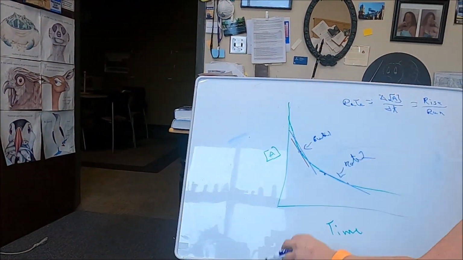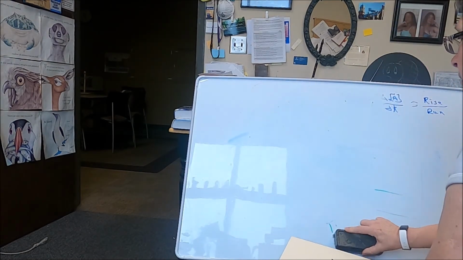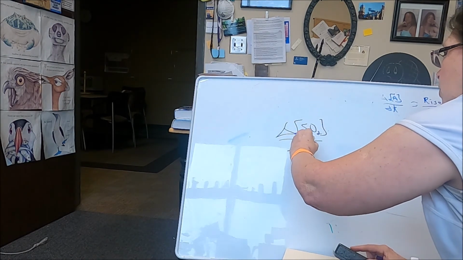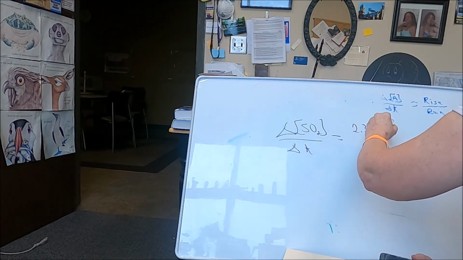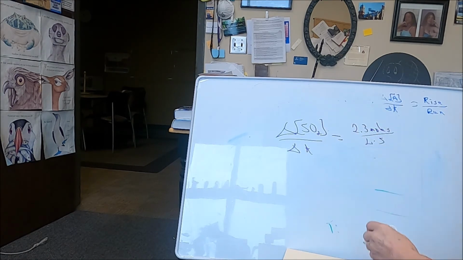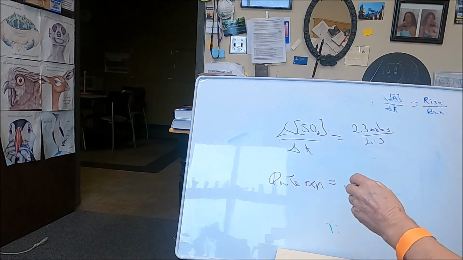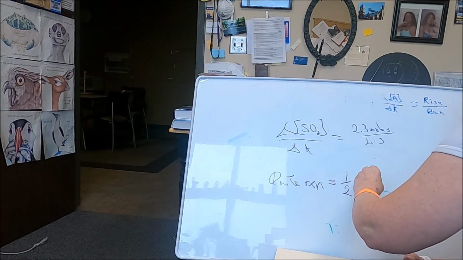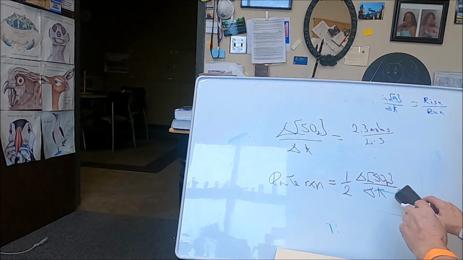Okay, guys. So what we're told is that the change in sulfur dioxide concentration with time is equal to 2.3 moles over liters times seconds. And it asks us what the rate of the reaction is. Well, in this balanced chemical equation, the rate of reaction is going to equal 1/2 the change in concentration of sulfur dioxide with time. Okay?